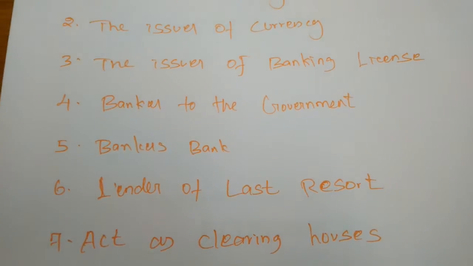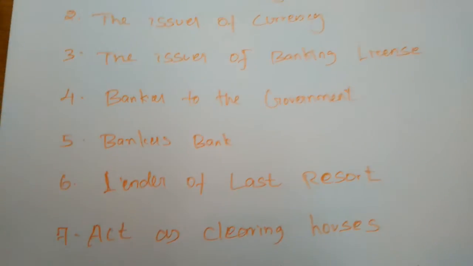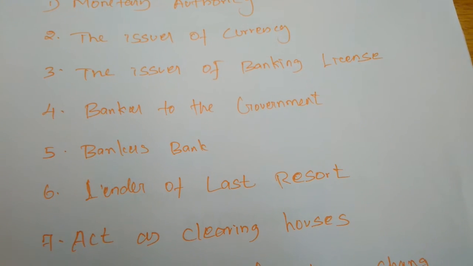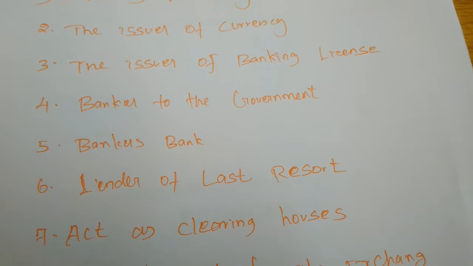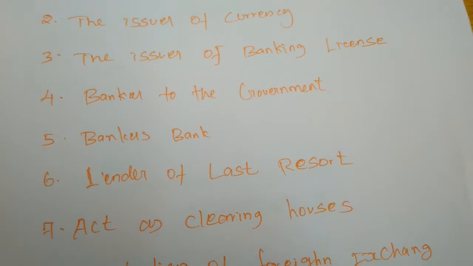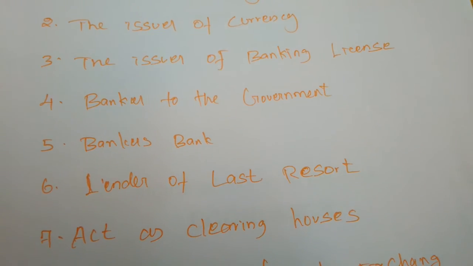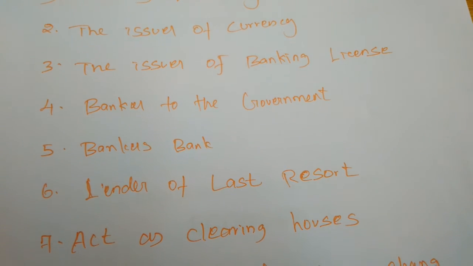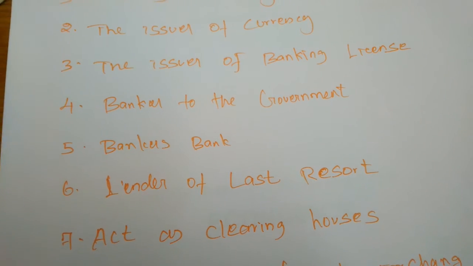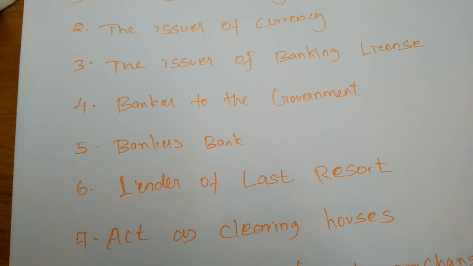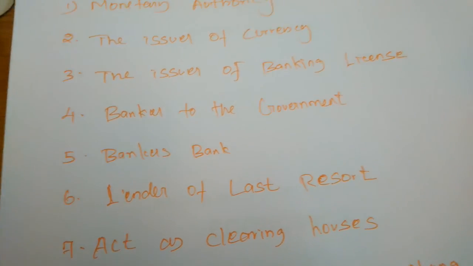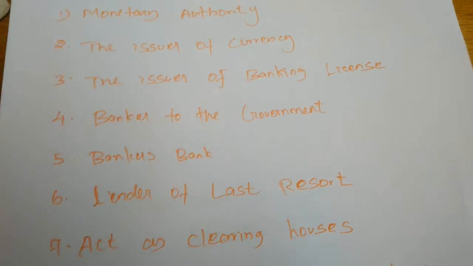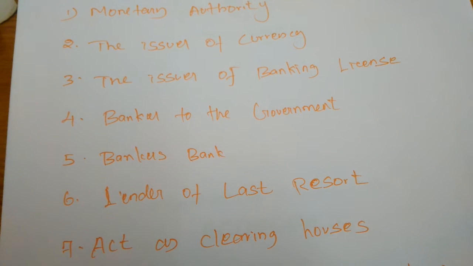Next, bankers to the government. Every individual also has a bank to improve their personal life or their business. Like that, the government also has a separate bank to improve the activities of the government or the nation. So it acts as banker to both the central and the state governments. The Reserve Bank of India also helps the central and the state governments.